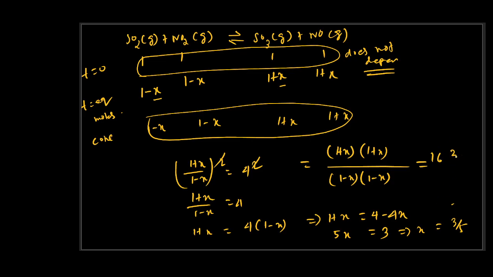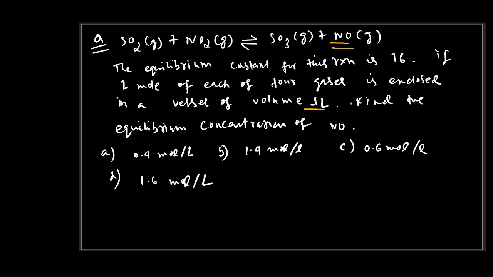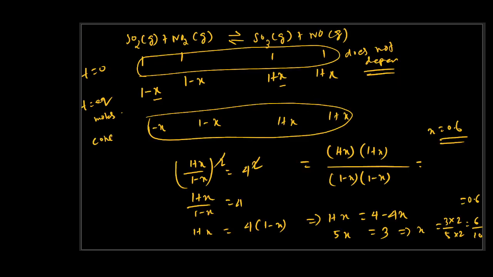And if you do that, 3 by 5, multiply by 2 on both sides, 6 by 10, that is equal to 0.6. So X we get 0.6, and it asks to find the equilibrium concentration of NO. So they are asking this value at equilibrium. X we get 0.6, so 1 plus X will become 1.6. So the equilibrium concentration of NO is 1.6.